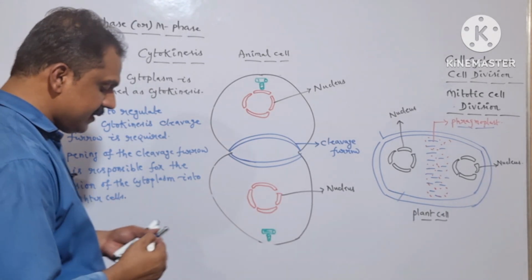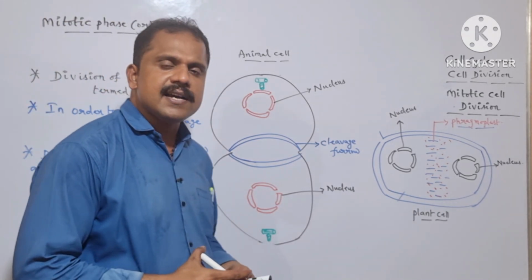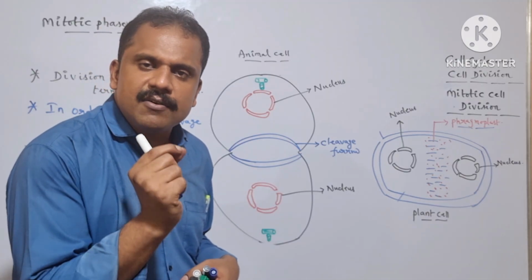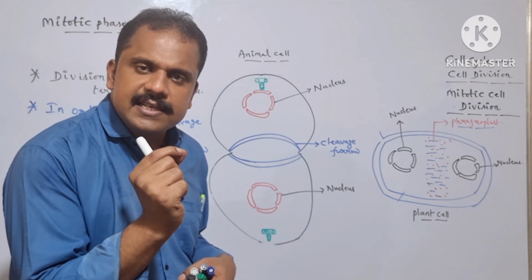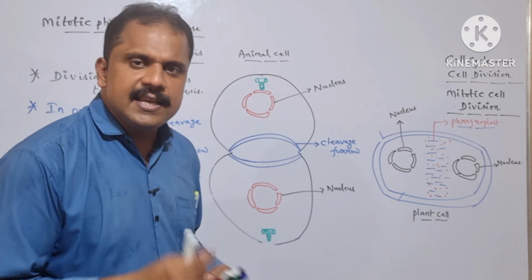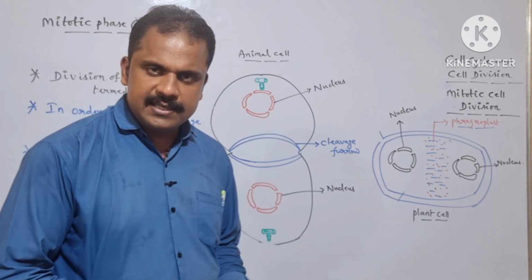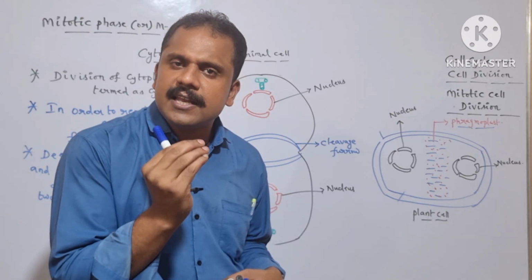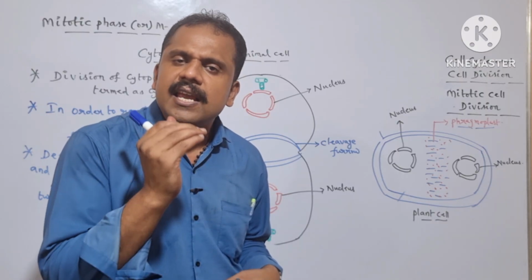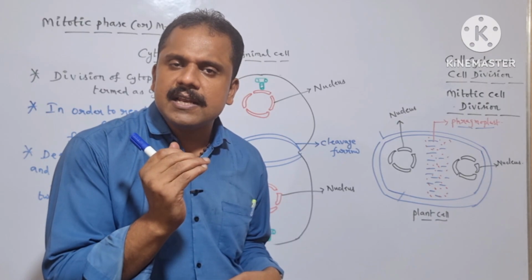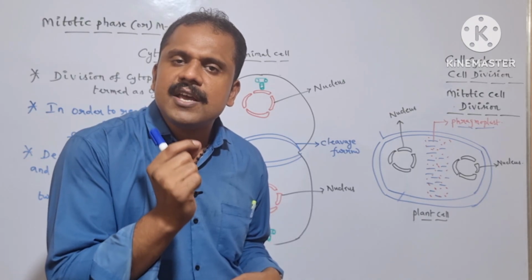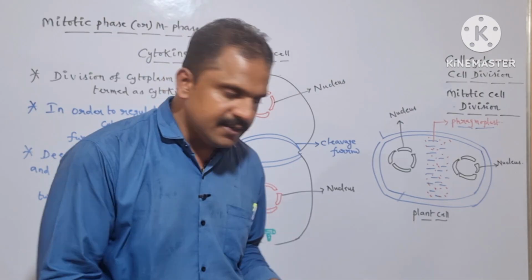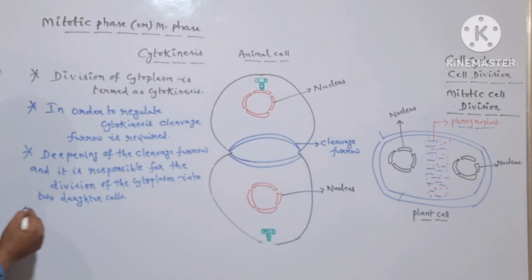In addition to this, the cytokinesis mechanism in the plant cell varies significantly from the cytokinesis mechanism in the animal cell. In the plant cell, in addition to the cell membrane, there is one more specific layer termed the cell wall. In order to regulate the formation of the cell wall, a specific structure termed the early cell plate is required. Is it clear? So let me write it here.